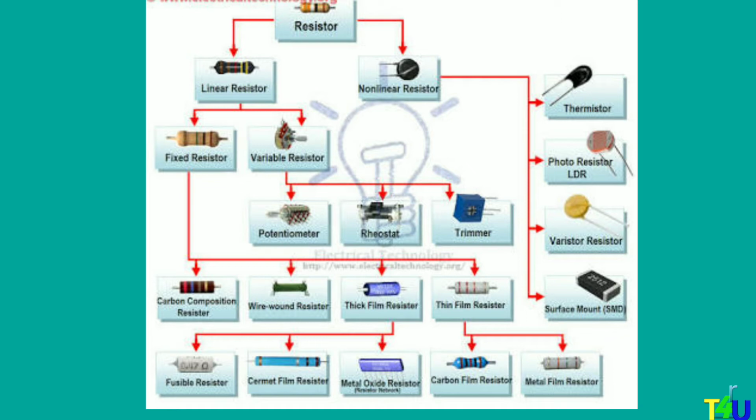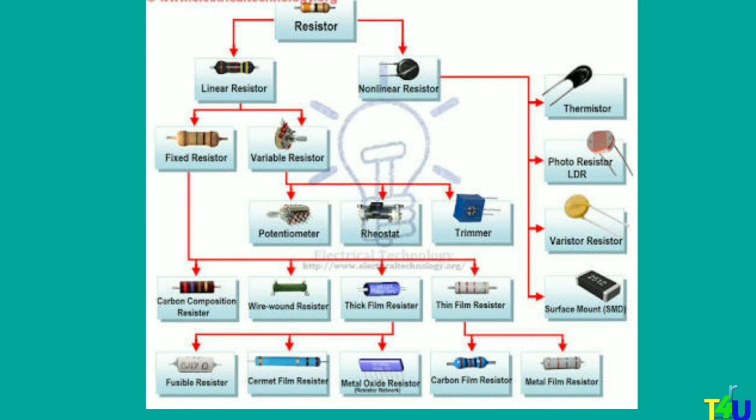In thin film resistors, carbon film resistor is used for an operating temperature of minus 55 degrees Celsius to 155 degrees Celsius, and metal film resistor finds application in various electronic circuitries. Now speaking about non-linear resistor applications. Thermistor is used for the measurement of temperature. LDR is used for sensing light, so it finds application in clocks, alarms, and also light intensity meters.